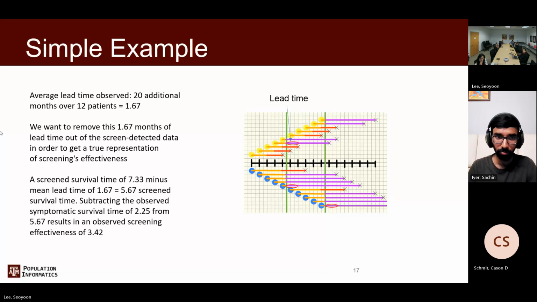So this red circle represents the lead time for this patient that I've taken as an example. The red circle represents time that would not be measured or observed if the patient was not screen detected. So because of this time, and there are other times for all patients that are screen detected, the detection seems more effective than it actually is. So in this data, the average lead time observed is 1.67 months. So in order to remove this bias, we want to subtract 1.67 months from each of the screen detected patients in order to compensate for this extra observed time that is not actually useful.